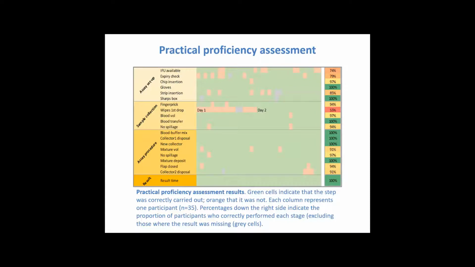Here is the practical proficiency assessment. A green cell indicates that the step was correctly carried out. An orange cell indicates that it was not. Each column represents one participant. The percentage down the right side indicates the proportion of participants who correctly performed each stage.